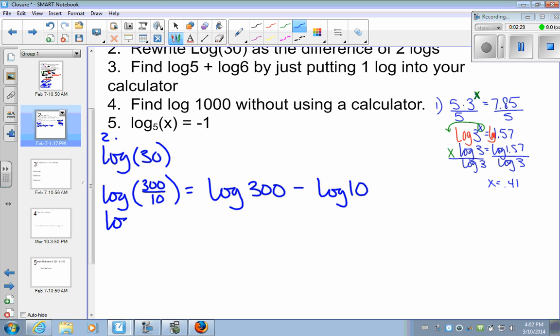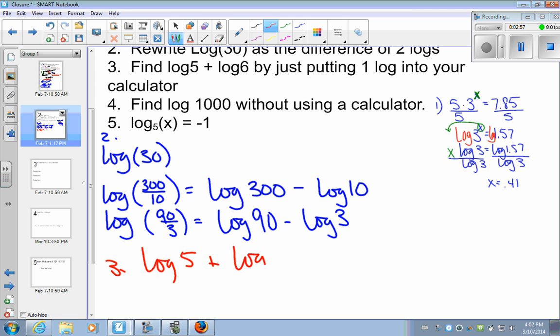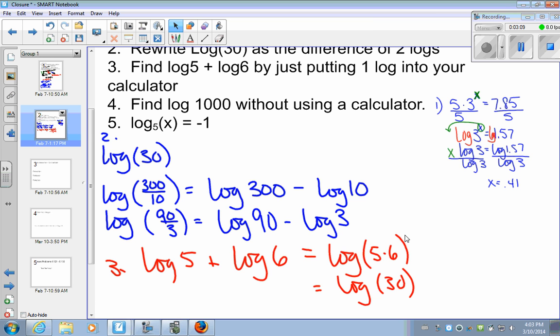Or you could have said the log of, I don't know, 90 divided by 3, that's 30. So log of 90 minus log of 3. Or you could say millions of other things. So you can find a way to do that. For number 3, find log of 5 plus log of 6 by putting 1 single log into my calculator. I could write that as the log of 5 times 6, which is the log of 30. So I put in log of 30.